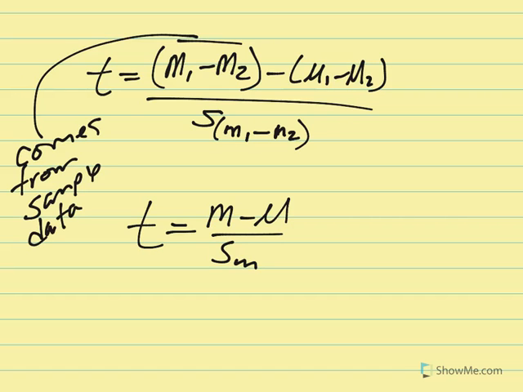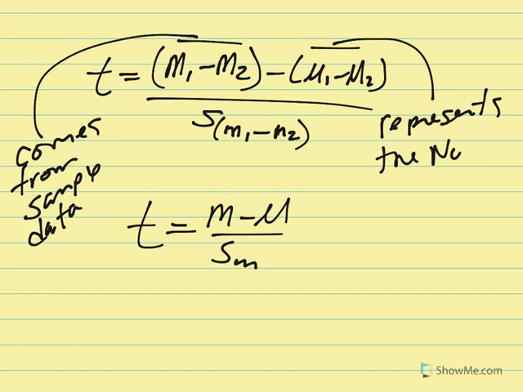So we're going to have the ability to calculate the average for sample 1 and then the average for sample 2. And then this information represents the null hypothesis. What does the null say? The null says no difference.